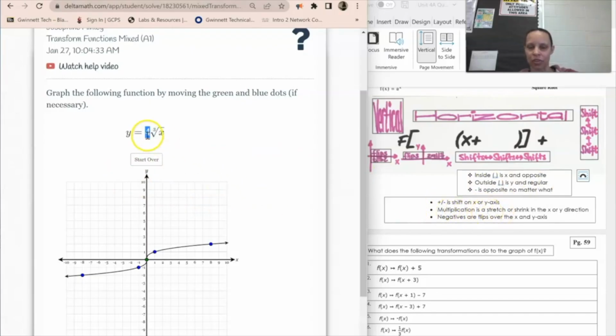Okay, so this I would think is stretching, and because it's outside, it's y and what I think. So stretch by 4 in the y direction. So take any number and multiply it by 4. So 1 times 4 or 2 times 4, doesn't matter. 1 times 4 is 4, stretching it in the y direction.